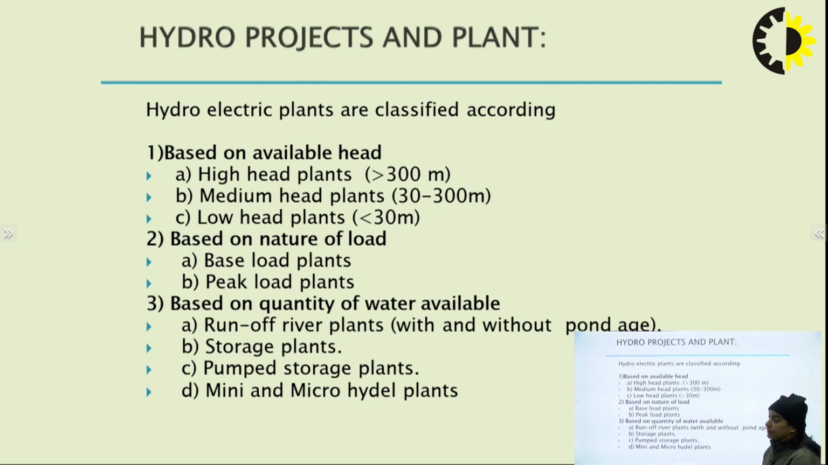different categories, these are the types of hydro plants based on the available head. Three types of hydro plants are there: high head plants, medium head plants and low head plants. So greater than 300 meter height, it is a high head plant.